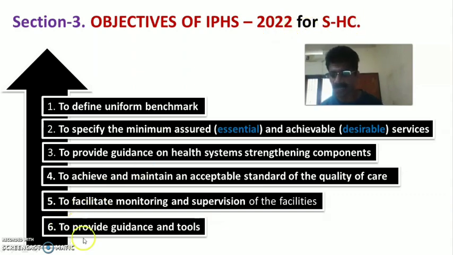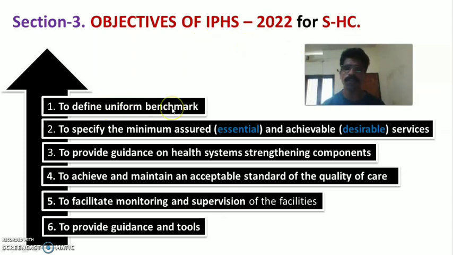The last one, the sixth one, is to provide guidance and tools. We have already discussed that the IPHS standard is a guideline. Thus it gives guidance to the sub-health center, or the health personnel in the sub-center, to render quality services based on the guidelines of 2022, and it is a tool to measure the quality assurance of standard healthcare services in the sub-center as per the IPHS 2022.